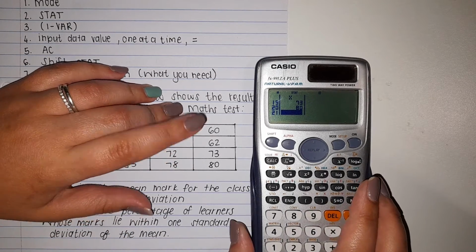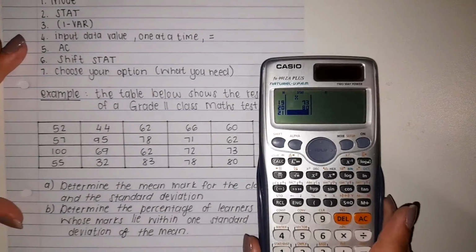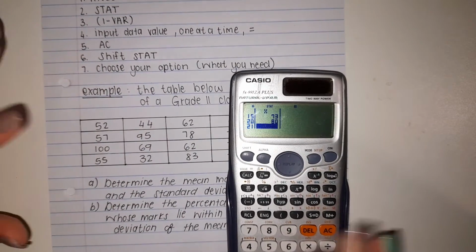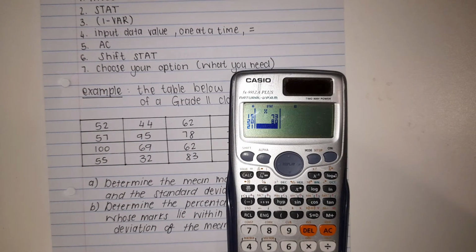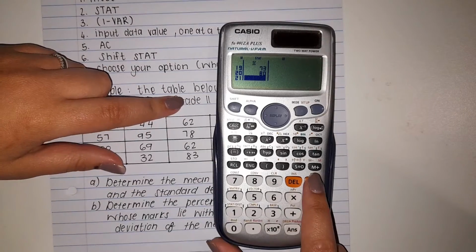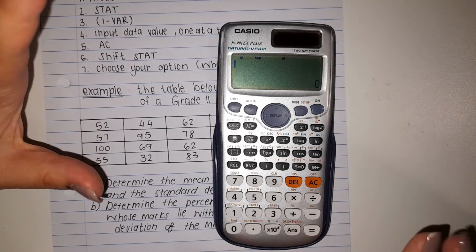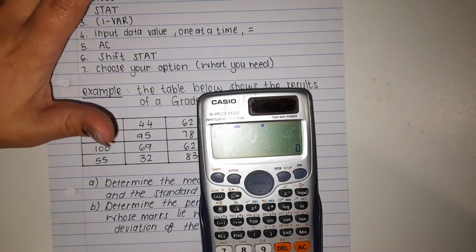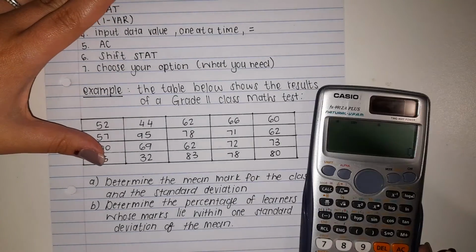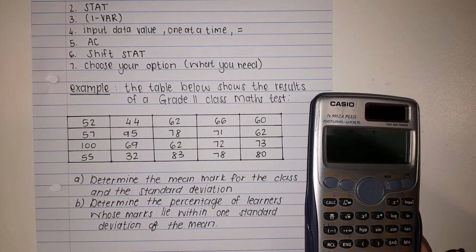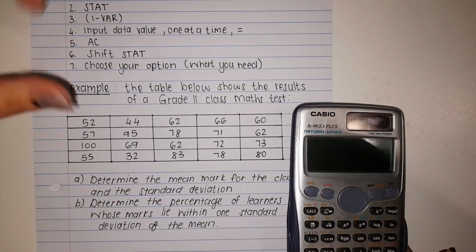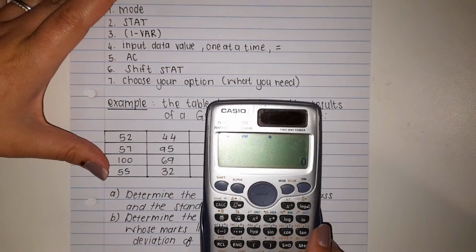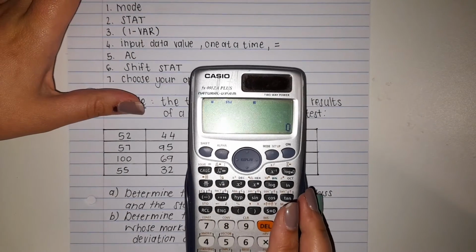Okay, then as soon as I finish typing in the whole set of data, I'm going to press AC. Please, please, please don't at any point press on to clear it. Then you're going to lose everything. So they say, determine the mean mark for the class and the standard deviation. Okay, so now my data is stored in my calculator.